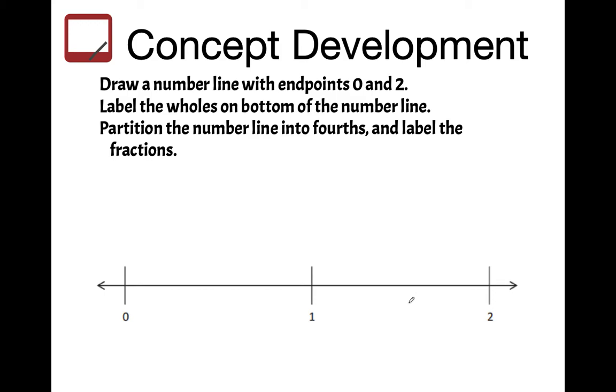All right, so right here, it says to draw a number line with endpoints 0 and 2. This is something you can do in your notebook. Label the wholes on the bottom of the number line. So I have 0, 1, and 2. You cannot forget about your whole number of 1. We can't just go from 0 to 2 and forget about our 1 whole. Now it asks us to partition the number line into fourths and then label the fractions. So that means between 0 and 1, there needs to be 4 equal spaces. And between 1 and 2, we need to partition that into 4 equal spaces.